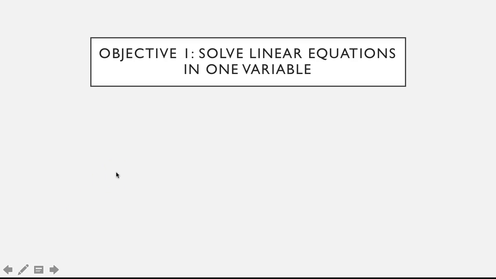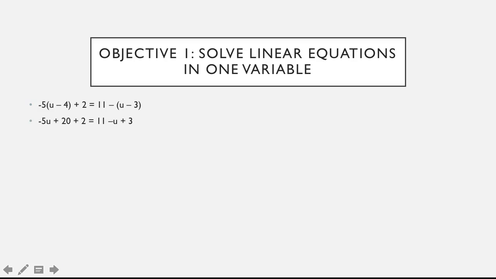Objective 1. Solve linear equations in one variable. Negative 5 times (u minus 4) plus 2 equals 11 minus (u minus 3). Remember your distributive property, you need to multiply the negative 5 into both the u and the negative 4, and the negative 1 into the u and negative 3.